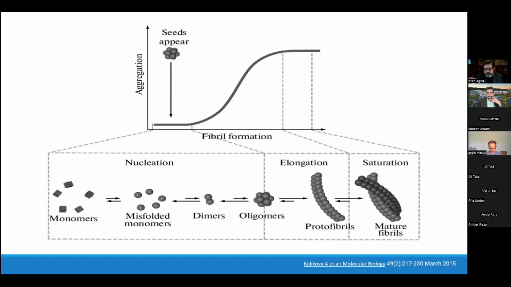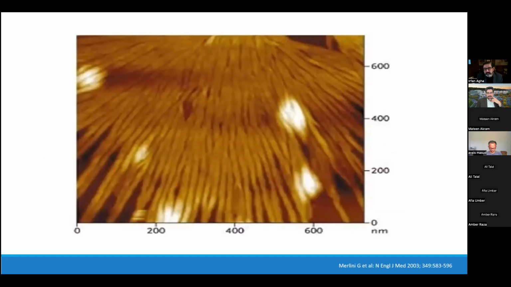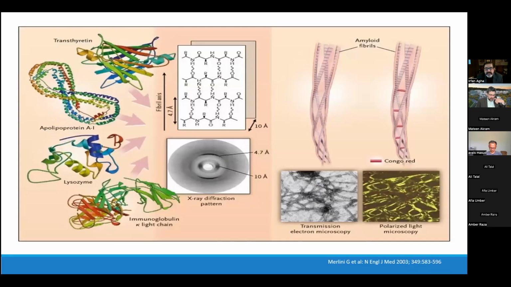So this is what these fibrils look like. This is from the heart of a patient with familial form of apolipoprotein A1 amyloidosis. This is an atomic force microscopy picture, and these fibrils are just arranged in parallel arrays, and that's what causes the damage. And just to belabor this concept one more time, it doesn't matter where this is coming from.